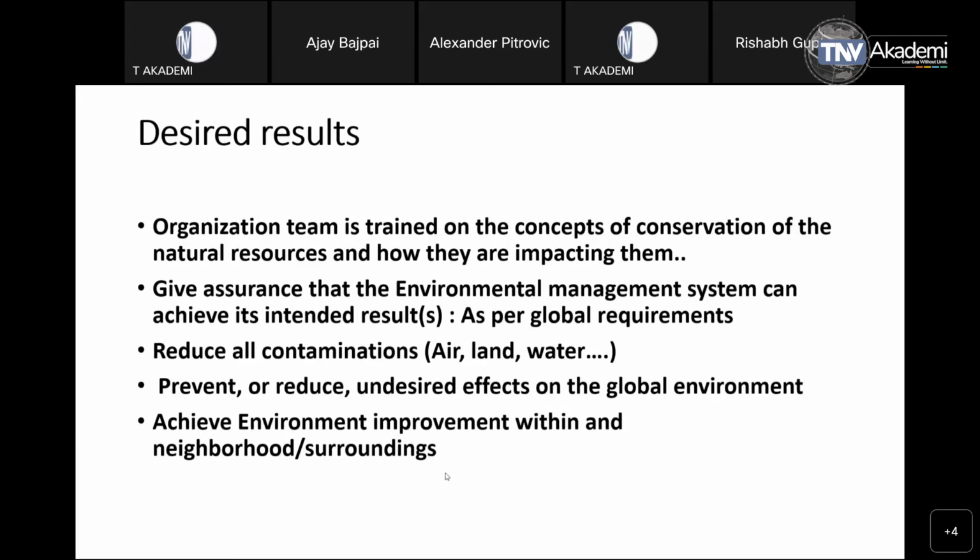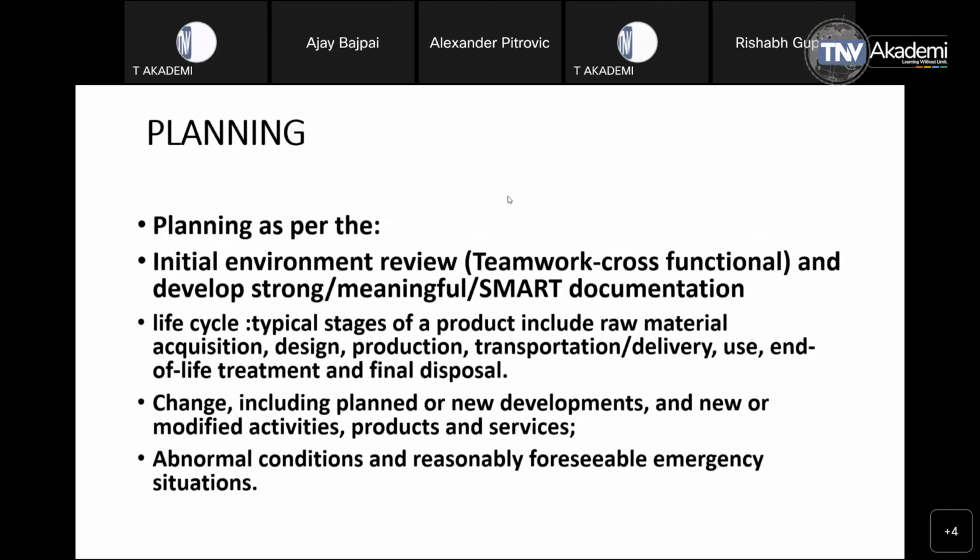Moving further, we need to have effective planning. So how do we do the planning for understanding the aspect identification? When we go for third party audits, many times we have seen that sometimes, with the help of a consultant or EMS coordinator or only a team of 2 or 3 persons, they conduct the exercise. The most important thing here is the initial environment review. This should be teamwork.